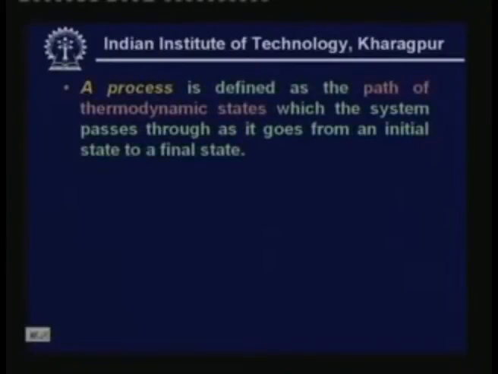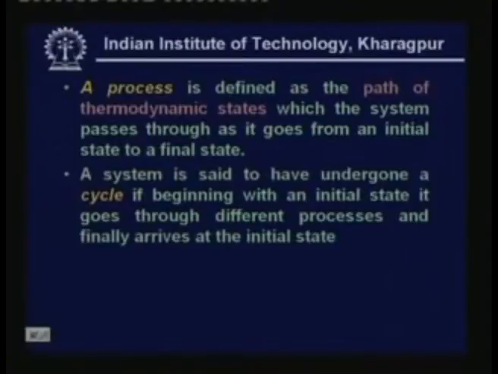Now, let us define a process. A process is defined as the path of thermodynamic states which the system passes through as it goes from an initial state to a final state. And a system is said to have undergone a cycle if, beginning with an initial state, it goes through different processes and finally arrives at the initial state. That means the system passes through several processes in such a way that it finally arrives at the same initial state. So, initial state and final state will be the same. Such a process is called a cycle.